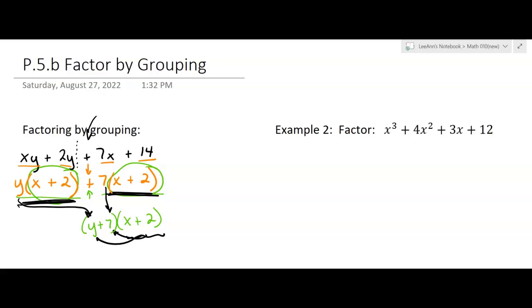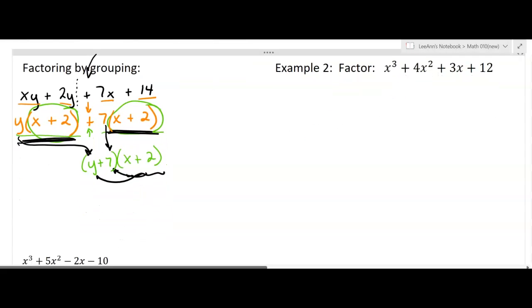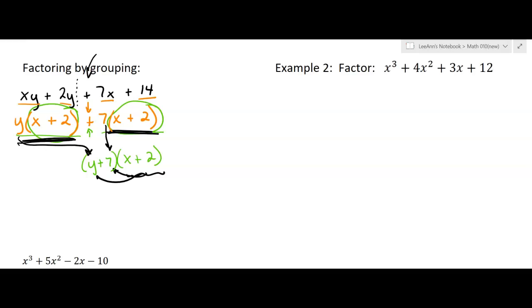Now you can take it a little further if you want. You could just FOIL this and get it to multiply to be the original. Y times x, okay, that's xy. Y times 2, which is 2y. 7 times x, and 7 times 2. So that was the original problem. If you multiply it out, it does work. Okay, that's an example of grouping.